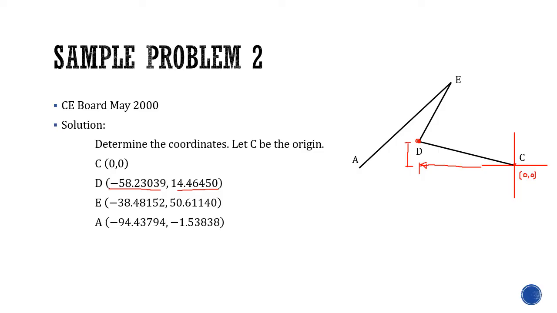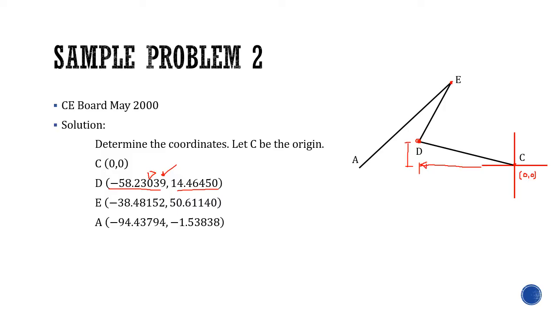Para makapunta ka sa E, ang gagawin mo lang, the coordinate of D, sa X, idagdag mo dyan yung departure ng DE. Kasi, yung departure of DE, that is the movement from D to E. Okay, so if this is the X coordinate, edi ang gawin mo, add mo dyan yung departure, mapupunta ka doon sa X coordinate of E. Okay, try mo, no? Okay, so negative 58.23039 plus the departure of DE.